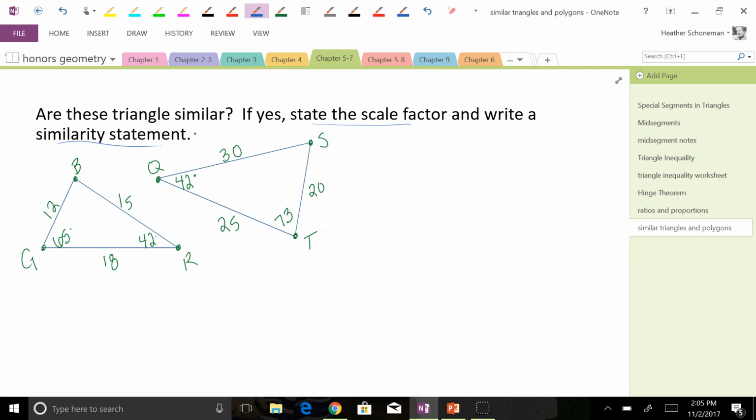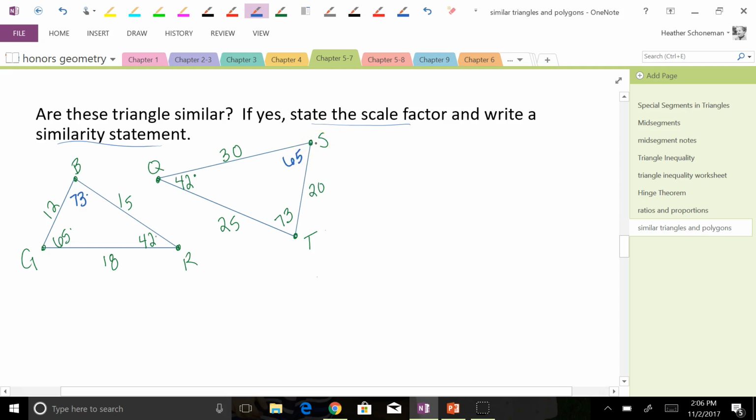Well, first thing we need to do is check to see if their angles match. We've got two of the three angles in each triangle. We've got to figure out the third to make sure it works. Okay, so if I do 180 minus 65 minus 42, I get 73 for this triangle. And over here, you can probably see it's the same, but we'll just double check. 180 minus 42 minus 73, I get 65 for here. And look at that. The angles work.